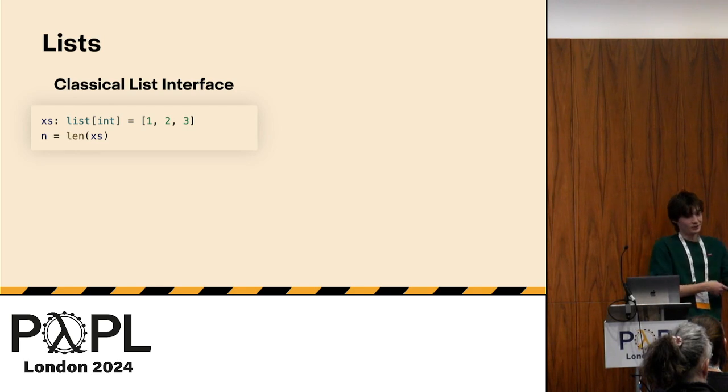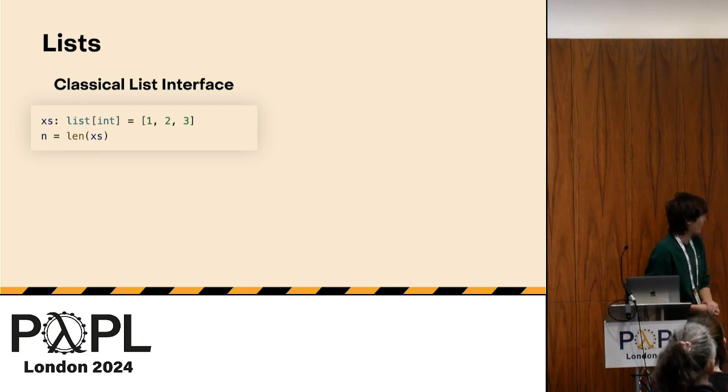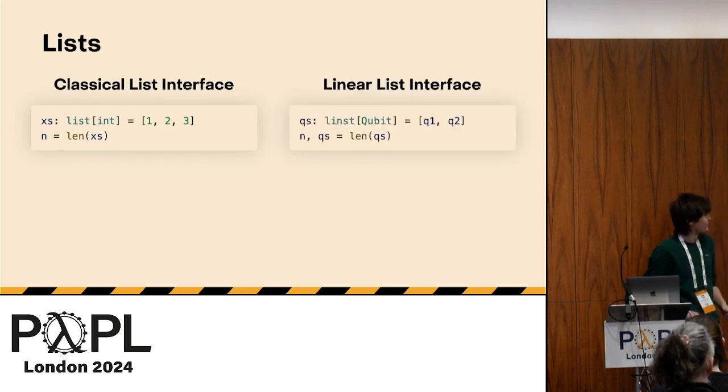And since the qubit type is linear, we would also expect lists of qubits to be linear. But in this example here, we would run into some issues, because if you imagine qs to be a list of qubits and we pass it into this length function, we have a problem, because this consumes the list, and then we couldn't use it afterwards because of linearity. So we actually have a different list interface for linear stuff. We call these lints. And in this case, you can see the length function actually gives me back the list so I can use it afterwards.